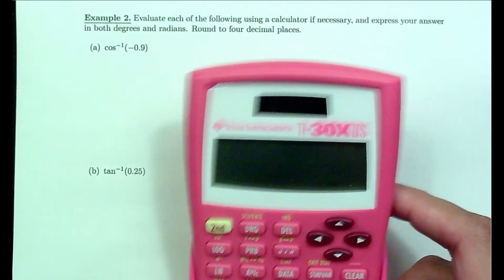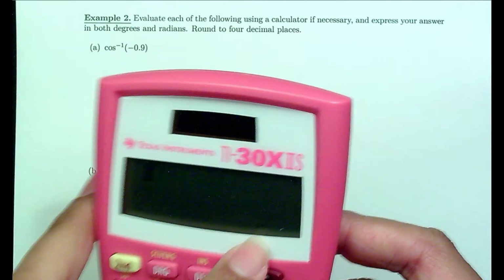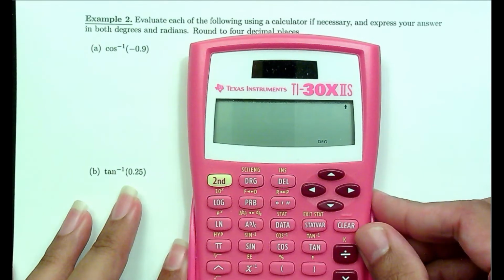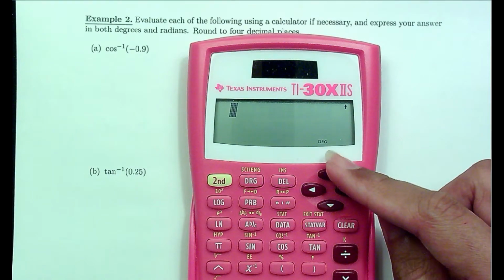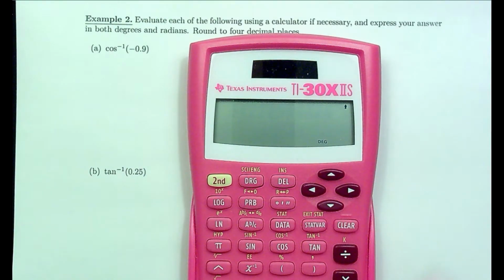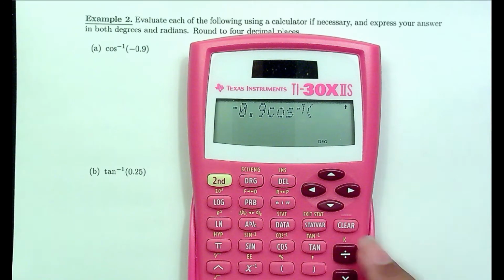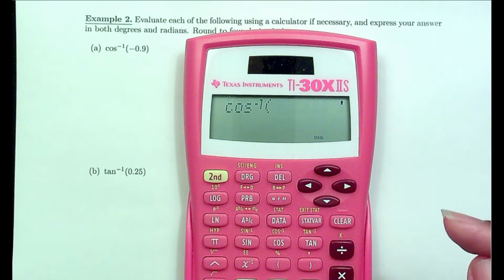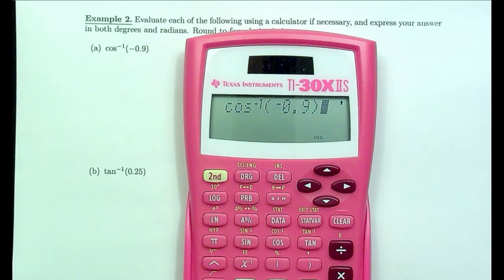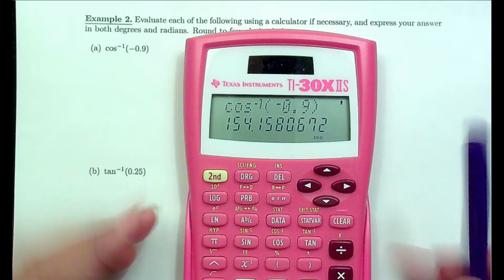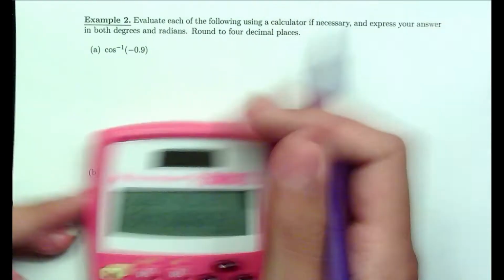First I want the answer in degrees. My calculator is already in degrees, so what I'm going to get is degrees. I put in negative 0.9. If I hit cosine inverse after, that's backwards, so I really have to do it this way: cosine inverse of negative 0.9. Let's see what we get. We get 154 degrees.